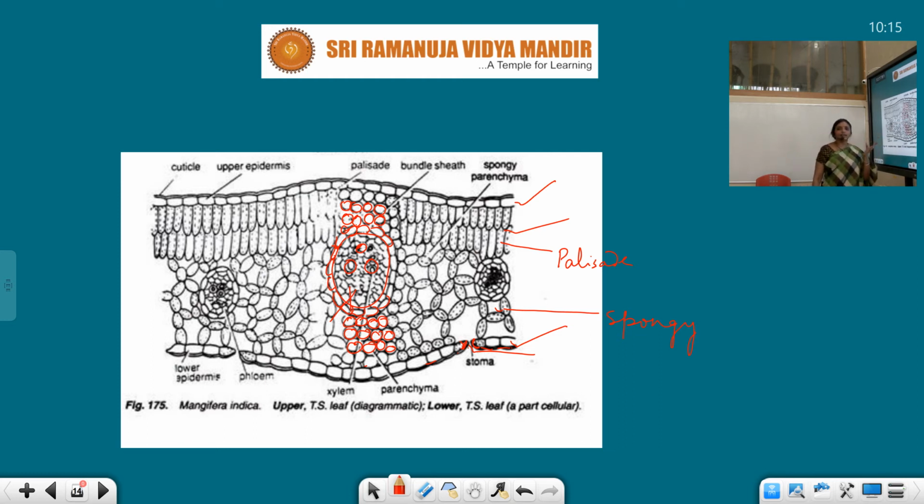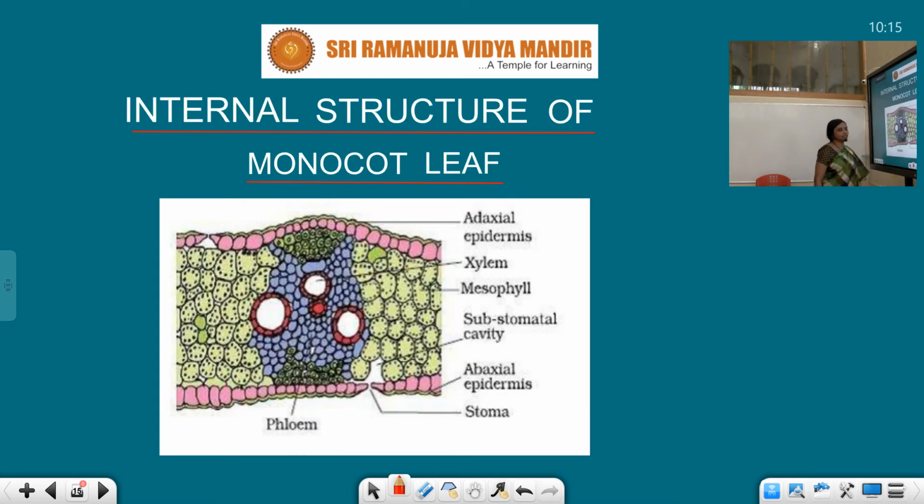I hope all of you have understood this, and in the live class we discussed the anatomy of the monocot leaf. Let's see that structure once again and see the differences also. This is the structure of the monocot leaf, and in the monocot leaf we can see both side epidermis is present, covered with cuticle. Stomata are present on both sides, in equal number in the upper and lower epidermis.